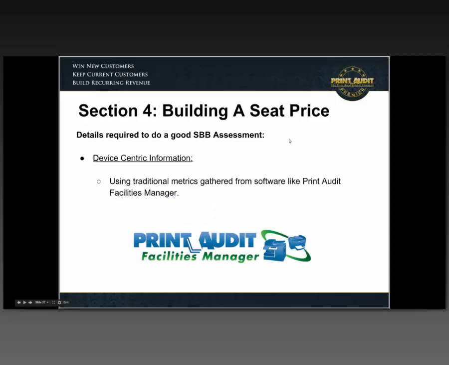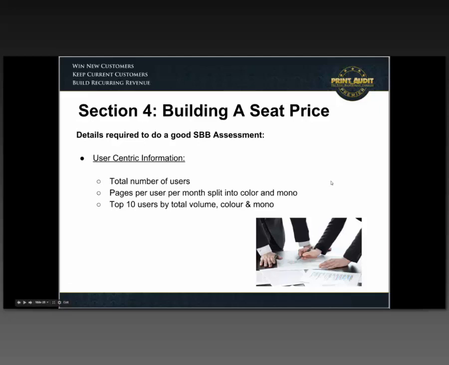Obviously, to build a seat-based price, there's no reason to completely reinvent the wheel. You're going to get a lot of good information gathered from your device-centric management system. So if you're using a product like Facilities Manager, you will still be gathering metrics on volumes from that. What you're going to add in addition is the user-centric information that we've talked about. So we start to look at the total number of users, because we have to understand how many we can bill for, and the pages per month, split into color and monochrome per user and by which applications, because we have the ability to migrate pages from color to monochrome. And as you'll see, in a seat-based program we want to introduce as many efficiencies as possible, because now, instead of being a revenue loss, it's actually going to contribute to our gross profit.